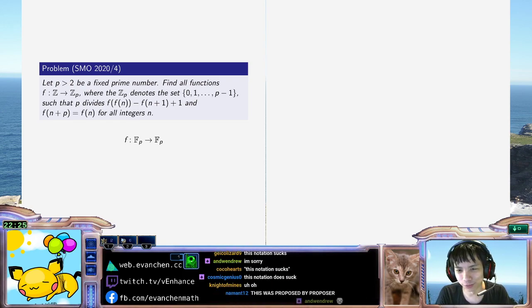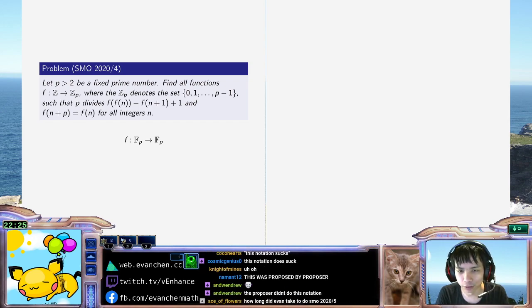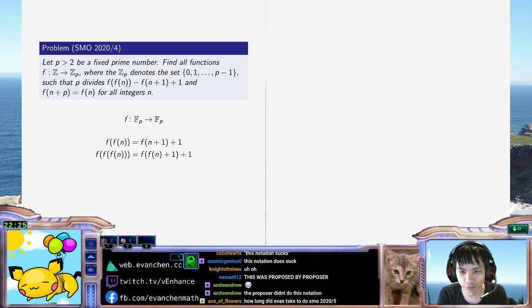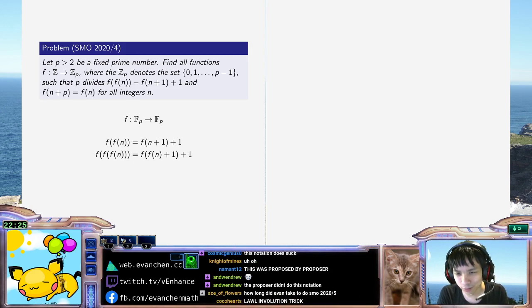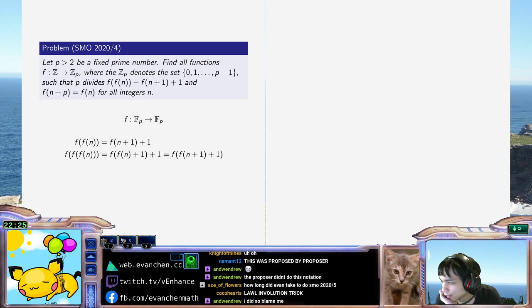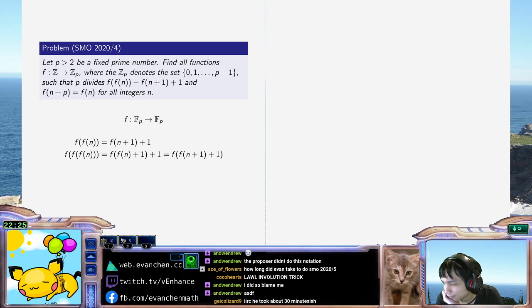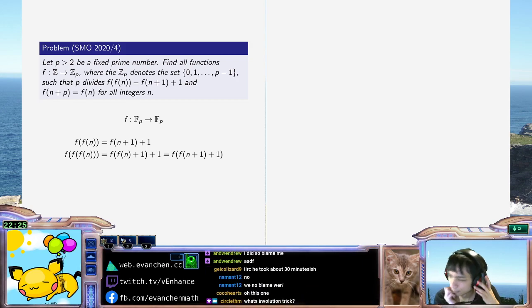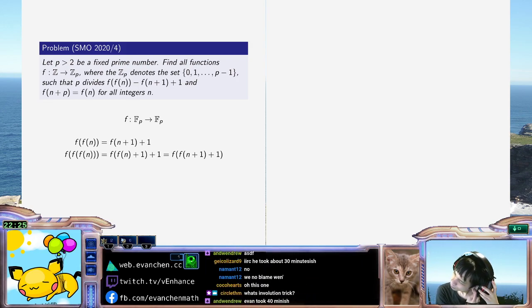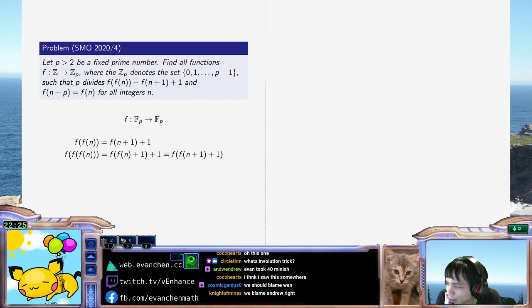Okay, so there's a double f, so the first thing I'm gonna do is try the involution trick. If I consider triple f, I get f of n plus 1, all plus 1 on one side, and on the other side I get f of n plus 1 plus 1. Oh, actually it doesn't look much better, honestly. Meh. Okay, fine.